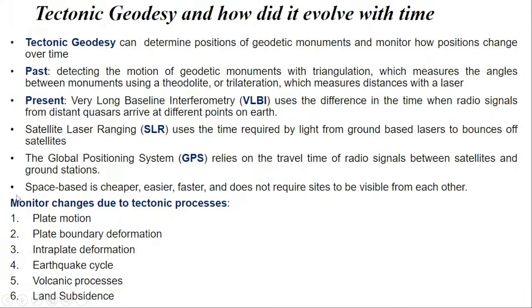And then we can use it in plate motion measurement, plate boundary deformation measurement, and intraplate deformation. Intraplate means if any deformation is happening on the plate itself, like the Indian plate, then we can do the measurement. For plate boundaries, if deformation is occurring between two plates, then you can determine and quantify how much the two plates are moving relative to each other. Then earthquake cycle, volcanic processes, land subsidence, etc. We can do these these days with the help of GPS.